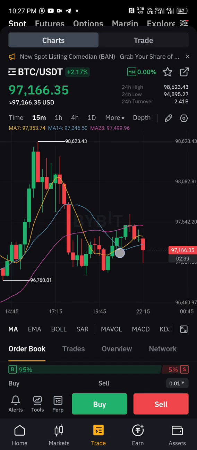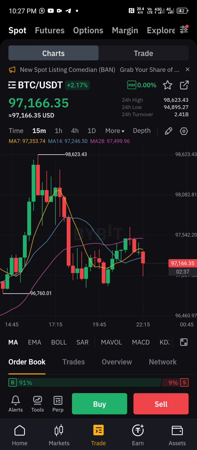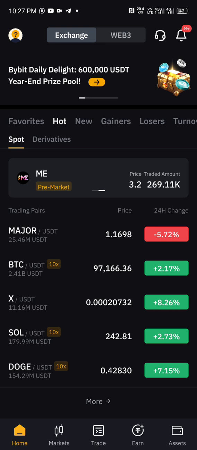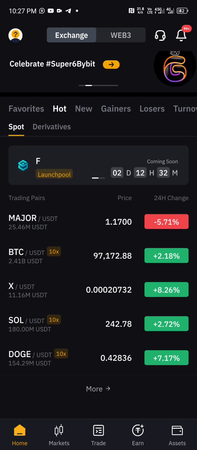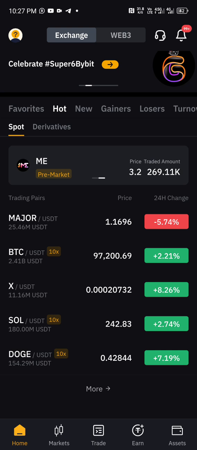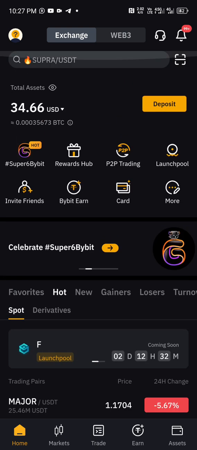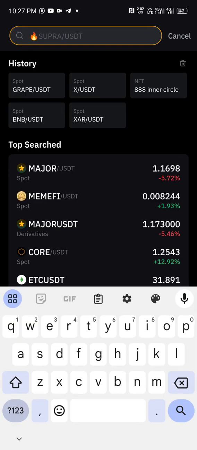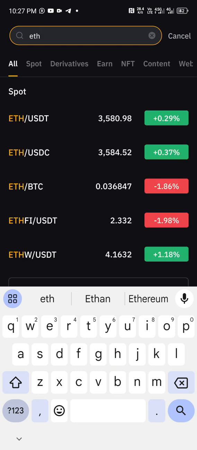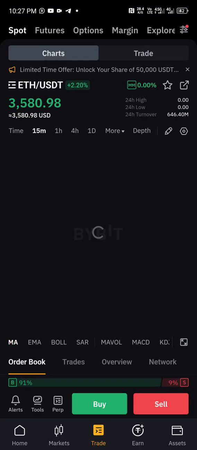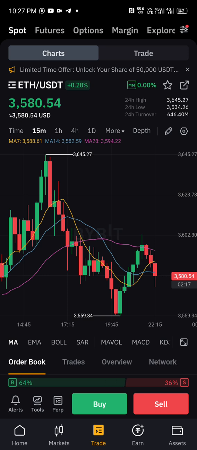Okay, so that is for this. Then the next one we're going to look at is ETH. Where's the ETH? We can search for it here. Ethereum. We're going to look at this Ethereum against USDT. You can see Ethereum also is one of the coins you can invest in.